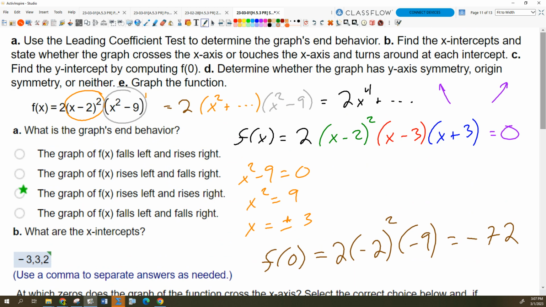So there is another way you could have reasoned your way through this without having to split it apart. We could have reasoned that when I solve this, I'm going to get plus or minus 3, and those are the two places where the parabola is going to cut through. Okay, does that make sense?